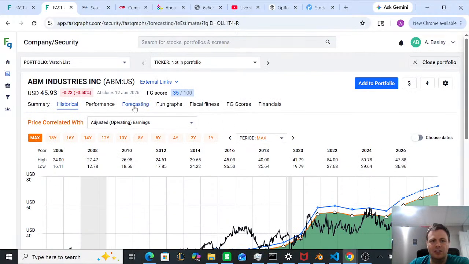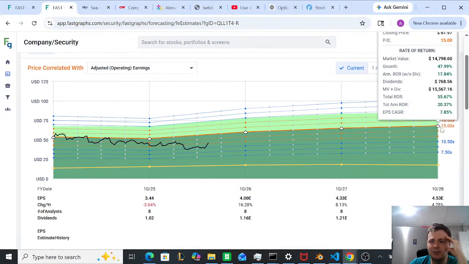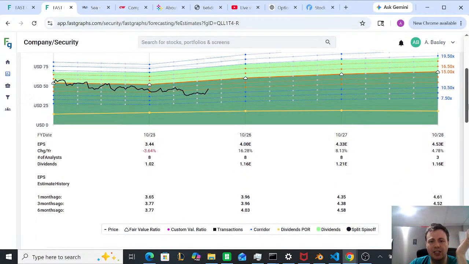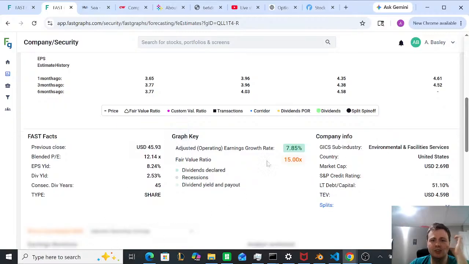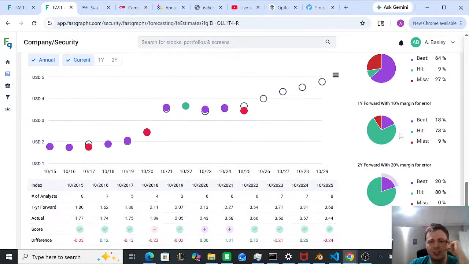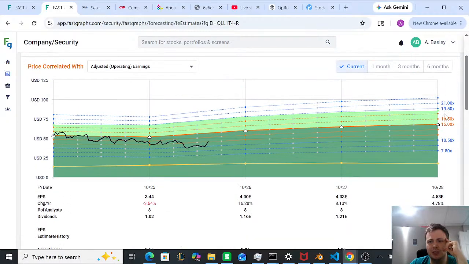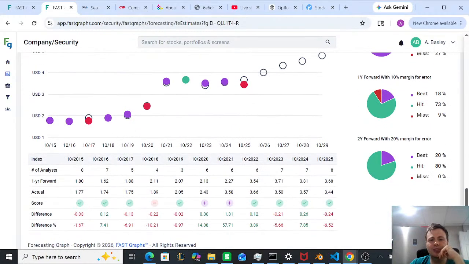If we forecast, if it comes back to a 15 PE, we're looking at about a 20% year over year. So this is another one. I have no idea what they do, but look, we got 16% growth, 8% growth, close to 5%. They're paying a 2.5% dividend. This is the kind of company I would look at. And we can take these numbers to be pretty locked in from these 8 analysts if we look at our pie charts here.